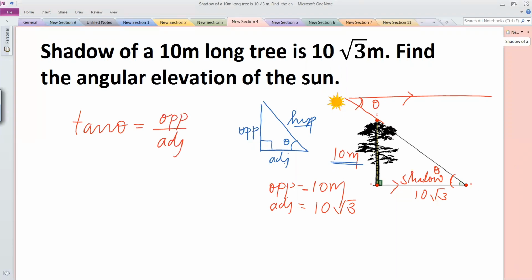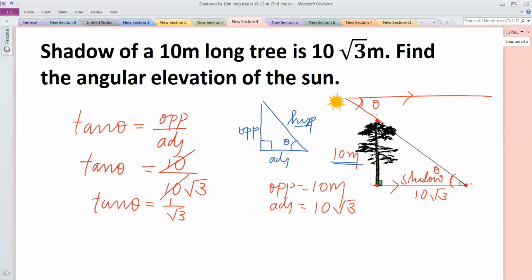What is the value of theta here? He said very clearly we need to find theta, but he gave the opposite side as 10 and the adjacent side as 10 root 3. Here, we don't know what tan theta is, okay? But here the 10 and 10 cancel. Now, tan theta will be equal to 1 by root 3.